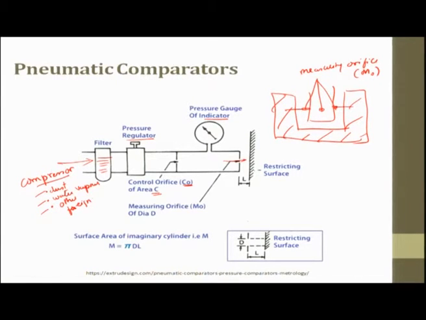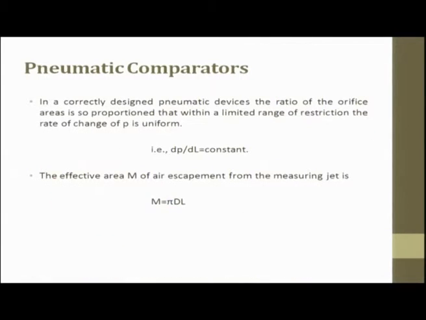So, schematically we have drawn it, but in real time you can have it differently. If it is a cylindrical component, then the component can rotate or it can go through. Here it is a blind one which I have drawn, okay. This is the restricted surface. The distance between the measuring orifice of diameter D and the restriction surface is called L. The surface area of the imaginary cylinder, that is M, is nothing but this, and here the orifice diameter is D and this is the length. This is the zoomed figure of it.